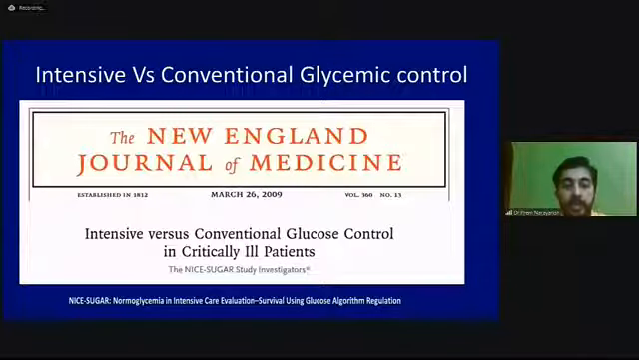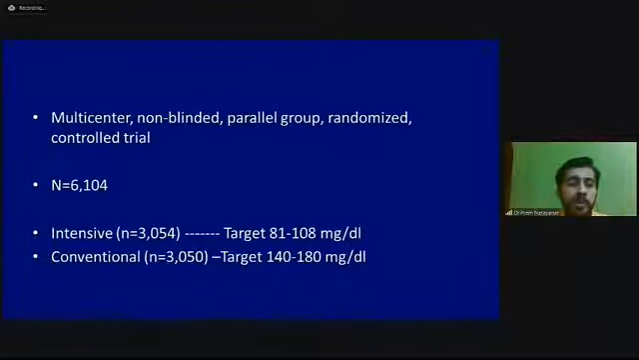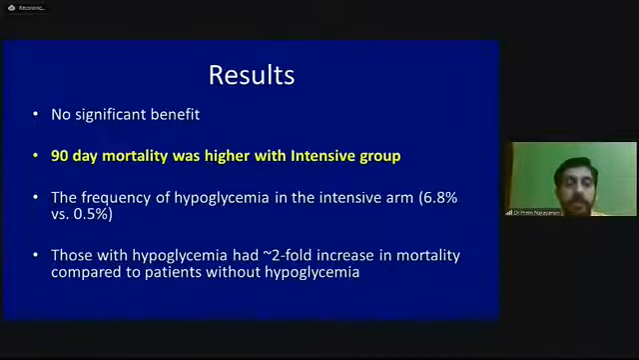And then this is another important study, the NICE-SUGAR study, as it was named. It looked into intensive versus conventional glycemic control. Nearly 6,000 patients were enrolled in this multi-center, non-blinded, parallel group randomized controlled trial, with the intensive group keeping the target between 81 and 108, and the conventional group between 140 and 180. The result showed no significant benefit in keeping a tight target, but 90-day mortality was higher with the intensive group.